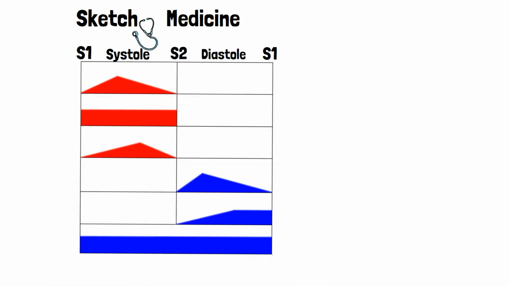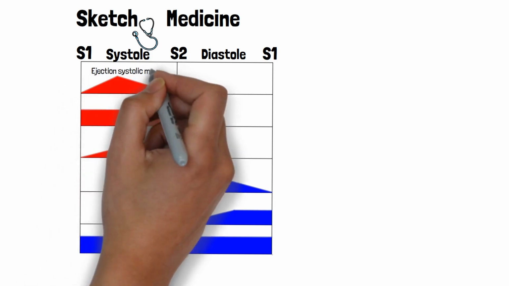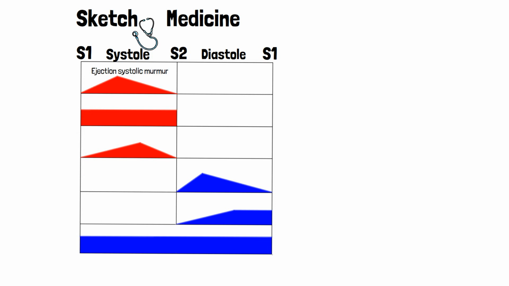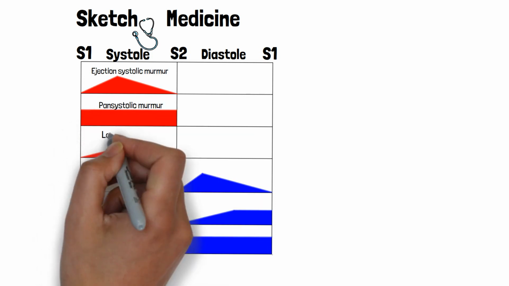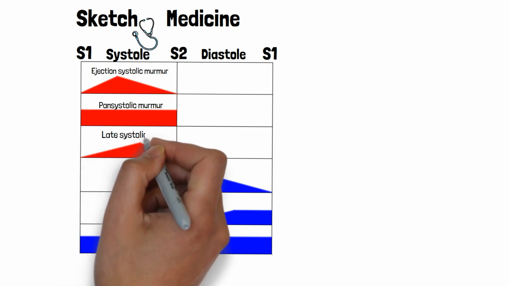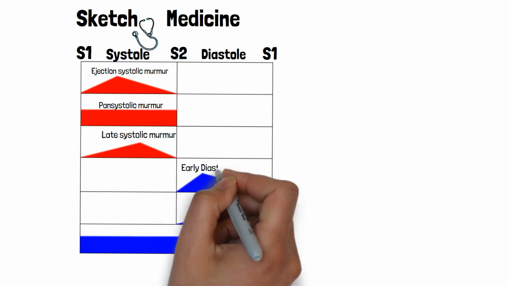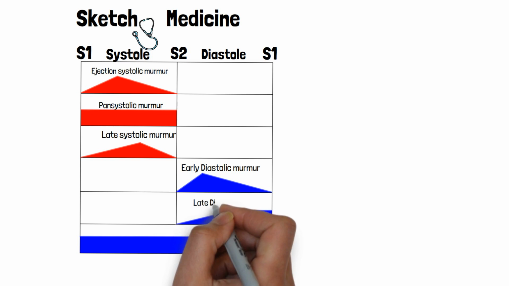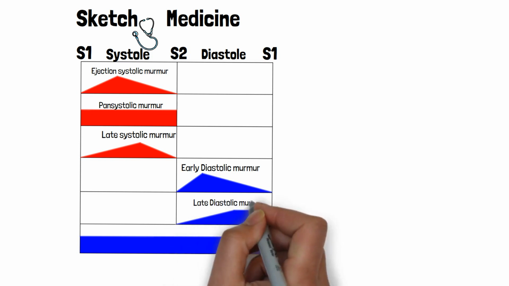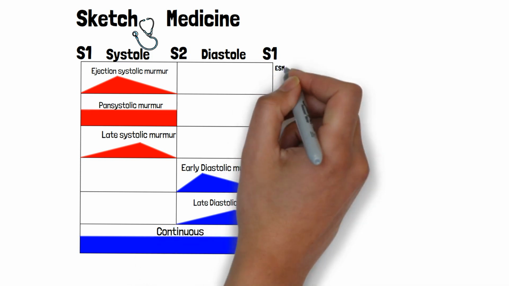Now, our first murmur to talk about within the systole phase is the ejection systolic murmur, which elicits a typical crescendo-decrescendo type of sound. You have the pansystolic murmur or holosystolic murmur, which is a blowing type of murmur, most commonly known as. Then you've got the late systolic murmur. Within the diastole phase, you have the early diastolic murmur, followed by the late diastolic murmur. And then you have the murmur that is present throughout systole and diastole, and this is known as the continuous murmur. Now we'll talk about the most common murmurs and most important murmurs to know.